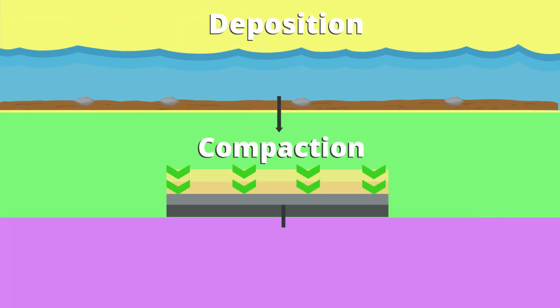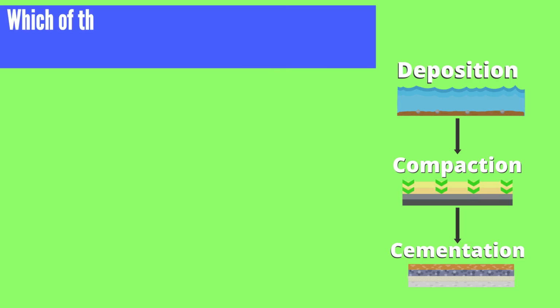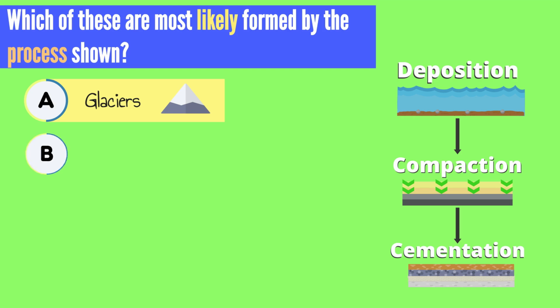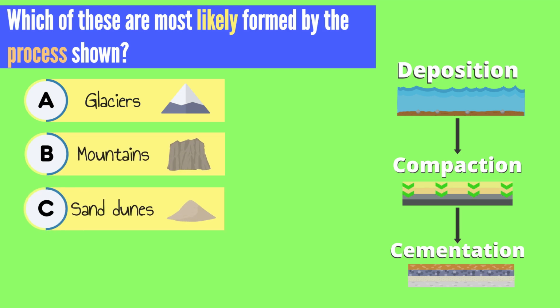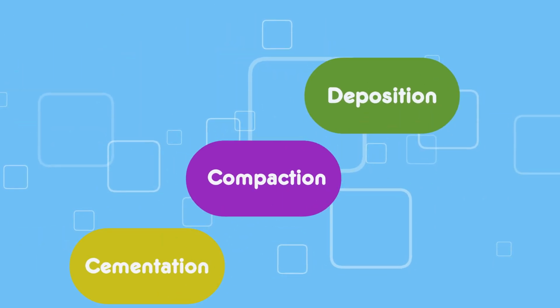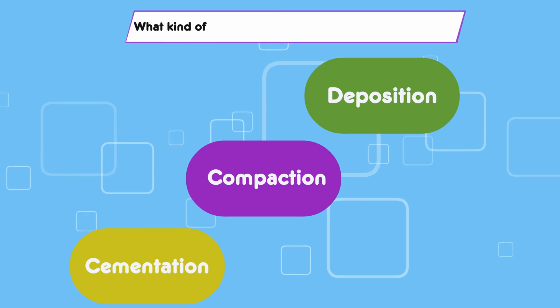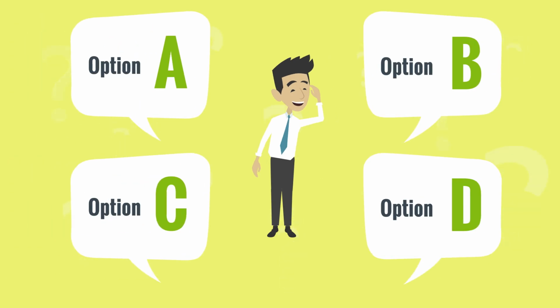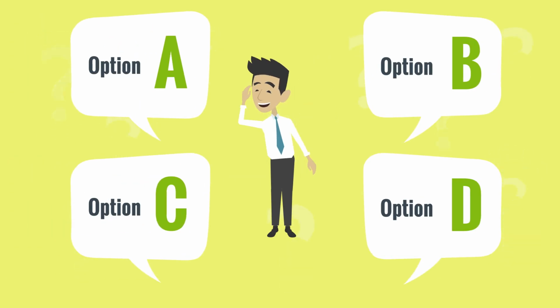So here's your next challenge. A 3-step process is shown: deposition, compaction, cementation. Which of these are most likely formed by the process shown? A, glaciers. B, mountains. C, sand dunes. D, sedimentary rocks. Guiding question: think about what these processes, deposition, compaction, and cementation, lead to. What kind of natural formation results from these stages? Consider each option carefully and use the clues from our discussion to decide.